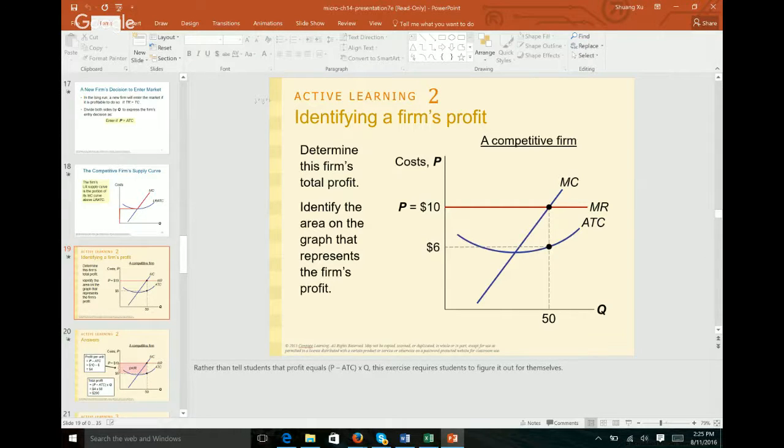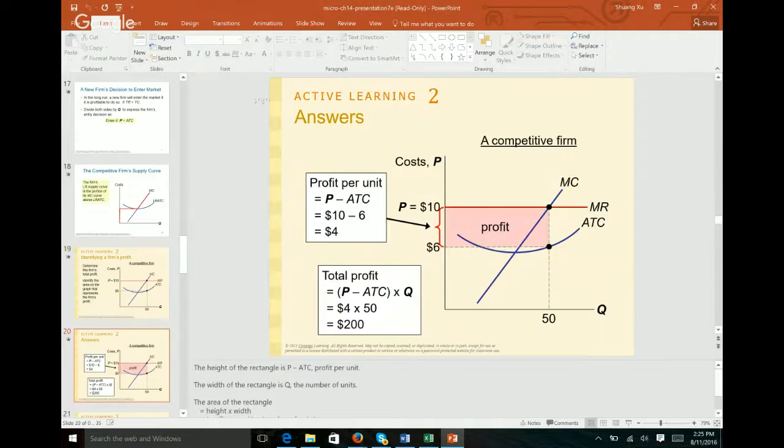Now your average total cost is only $6. That means when companies sell one unit, they can sell for $10, but the cost of production is only $6. So the company makes a profit on every single unit. The profit will be the area below your demand curve, above the ATC, and to the left of the quantity where marginal cost equals marginal revenue. So this shaded pink area is the profit for the company.